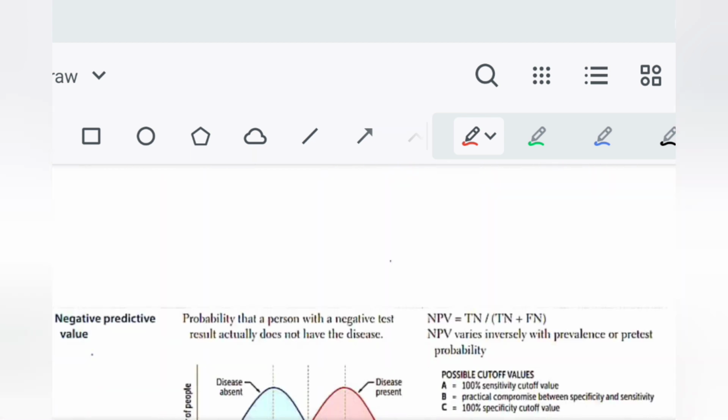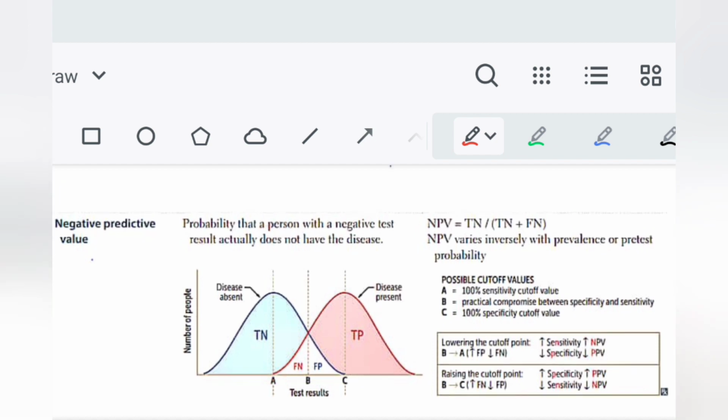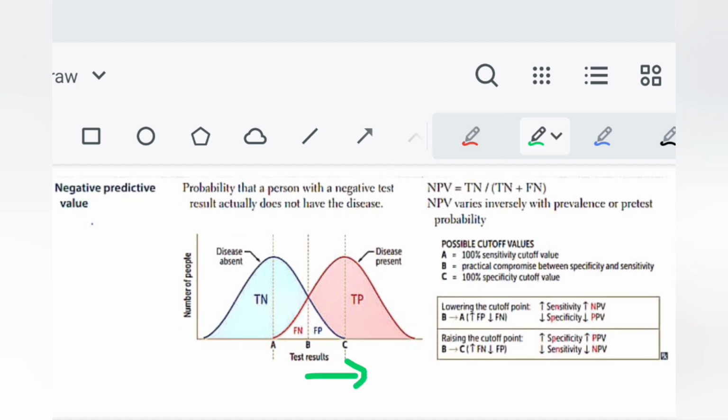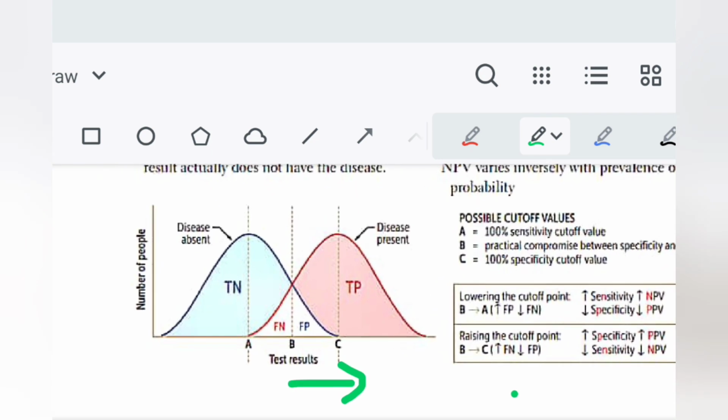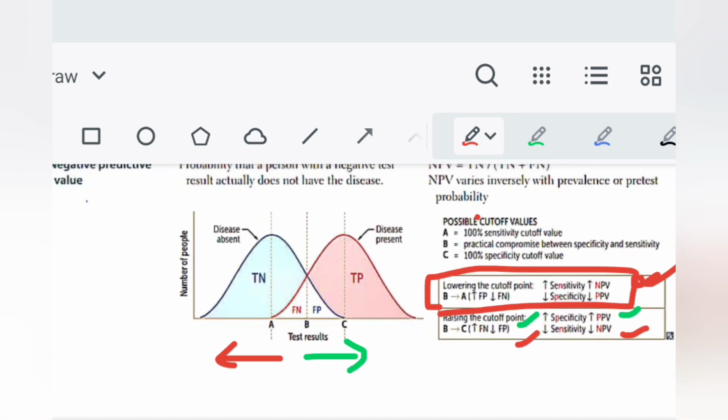So let's see it again. This will be the picture. Suppose the cutoff is increased, this will be the effect: our specificity will increase, our positive predictive value will increase, and sensitivity will decrease and negative predictive value will decrease. Whereas lowering the cutoff will lead to the opposite effect. You can see it in this box, right? So this is the effect of the cutoff value increase or decrease.